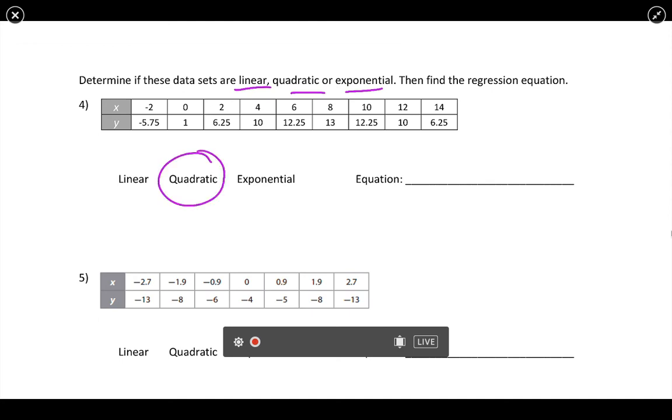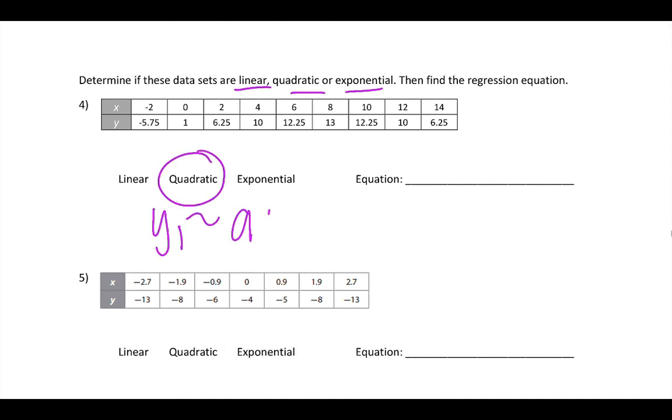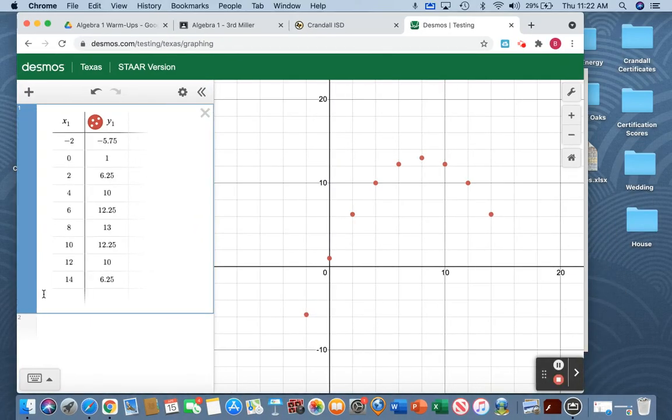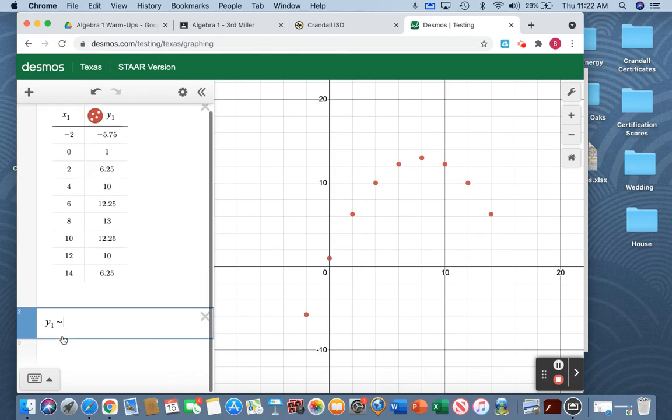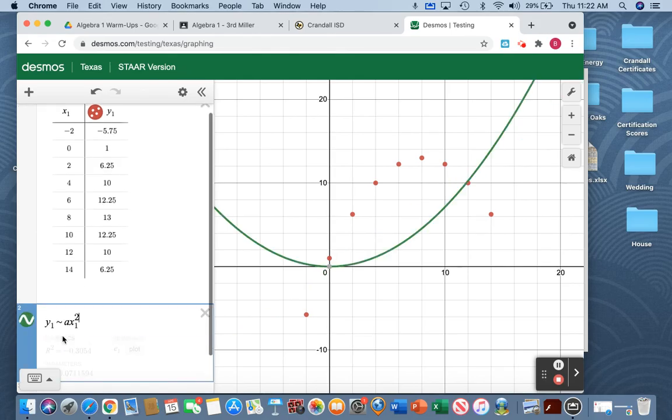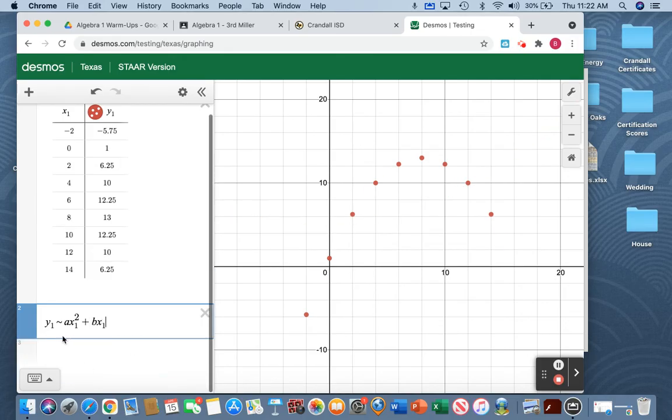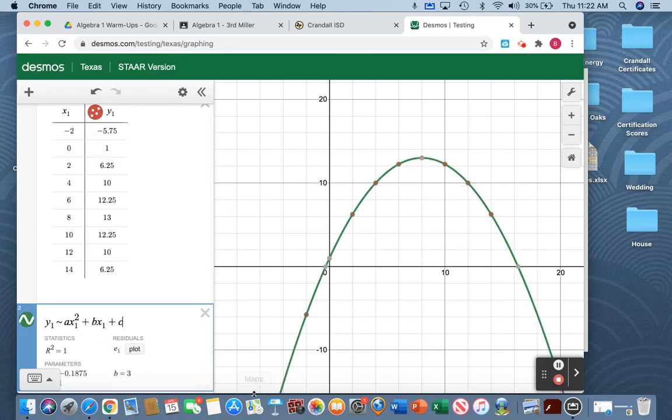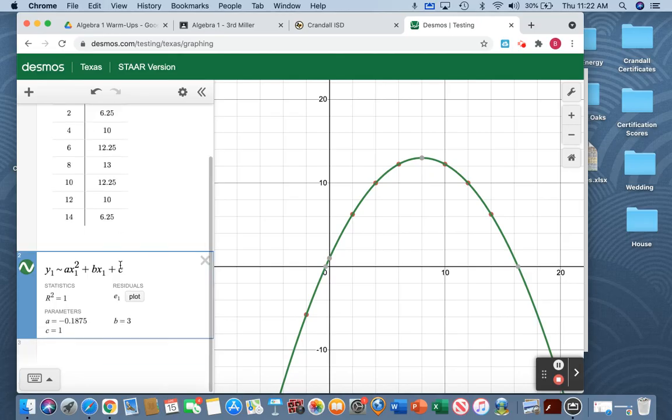So for quadratic, we're doing y1 squiggle, ax1 squared plus bx1 plus c. I'm going to plug that in and we'll see what we get. Notice it draws the line of best fit through it, and it gives me what my a, b, and c are. So when I write this, it's going to be y equals -0.19x squared plus 3x plus 1.